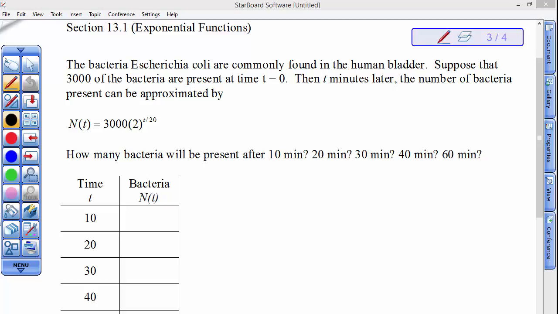Let's take a look at a couple of applications, one involving bacteria in the human bladder, and the other involving the decay rate of a copy machine. So in this problem, a scientist studied the bacteria E. coli commonly found in the human bladder.